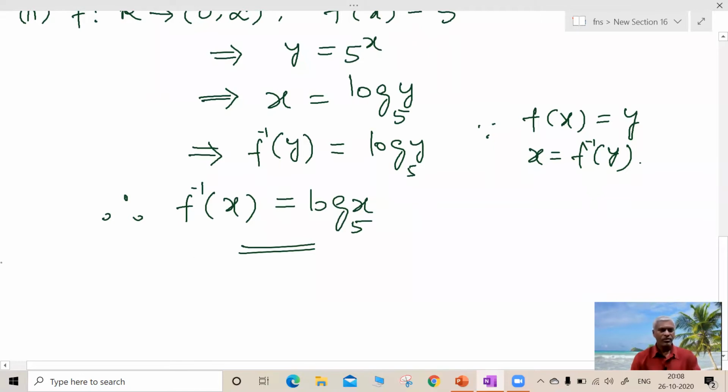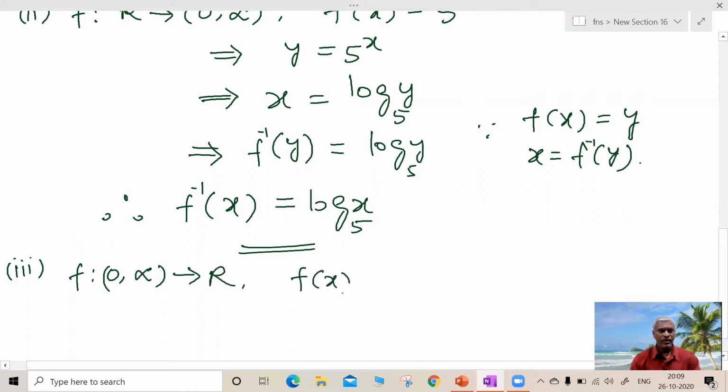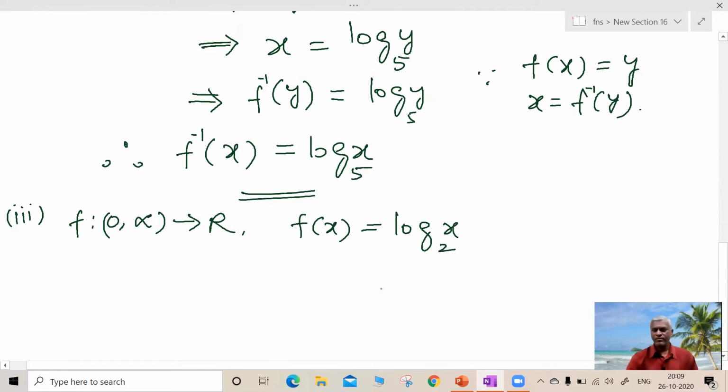Next, the third one. The third one, f is a function from 0 to infinity to the real numbers, and the function is defined as f of x is equal to log x base 2. As we know, f of x is y, so replacing f of x with y.